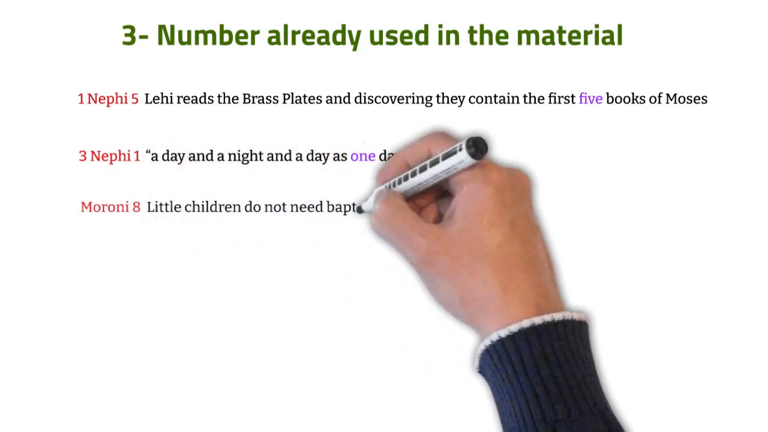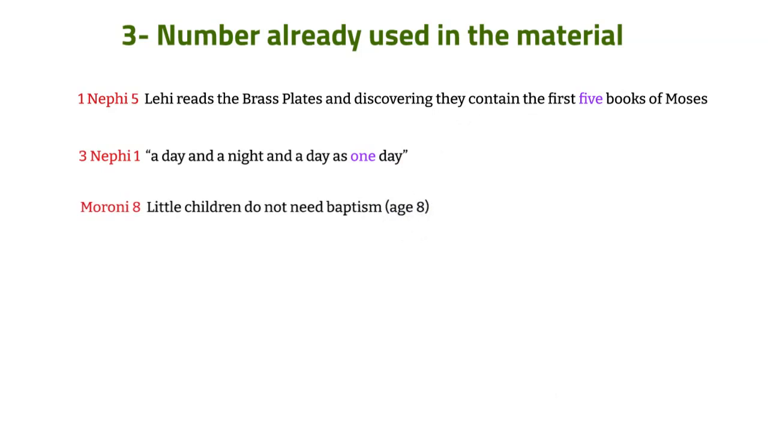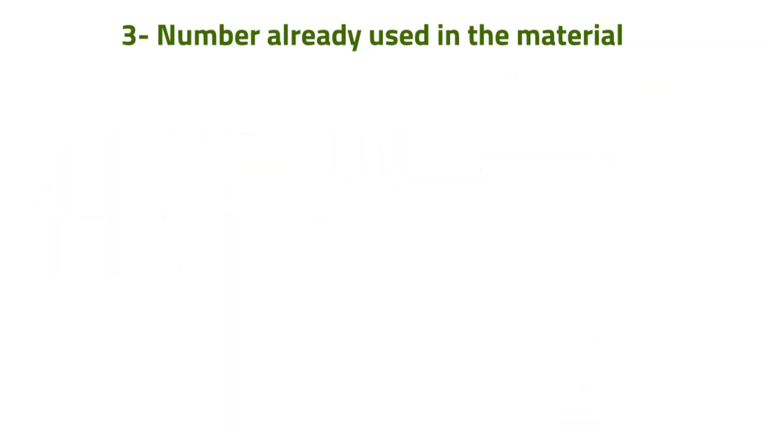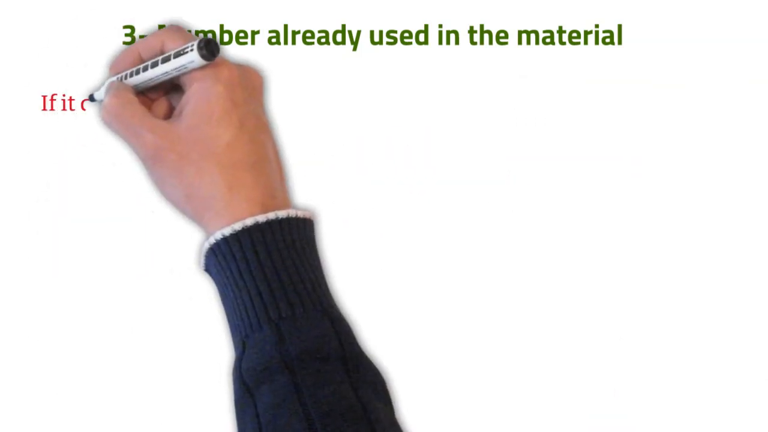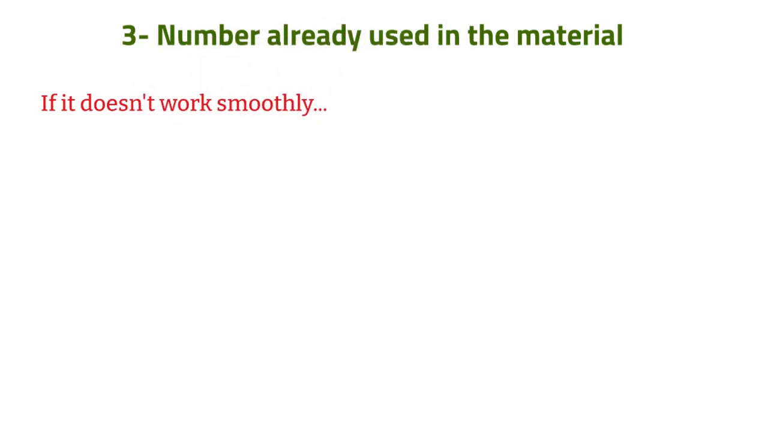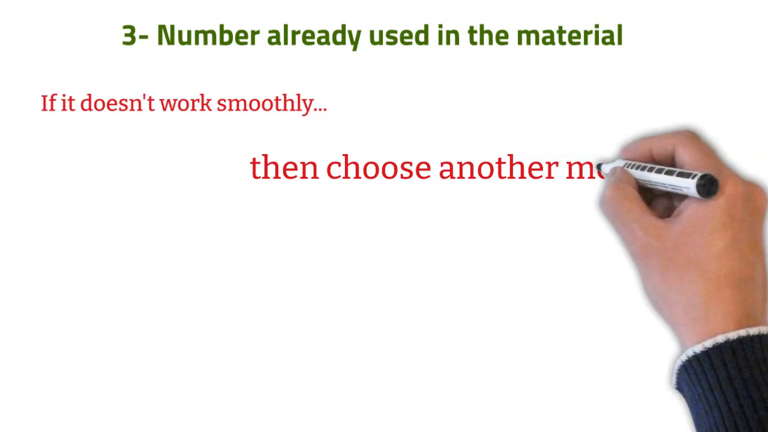Moroni 8, where little children need no baptism until they are accountable and capable of committing sin. Although the number 8 is not used in the chapter, we all know what the age of accountability is. Sometimes it takes some digging to find numbers in the chapter, and if it doesn't work smoothly in your mind to create a link to that chapter, then choose another method.